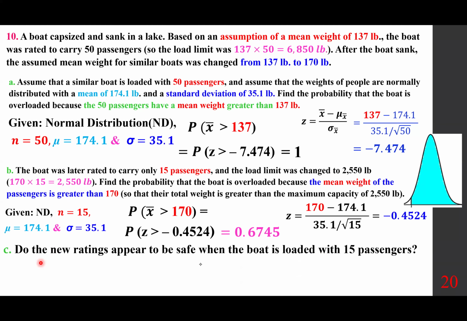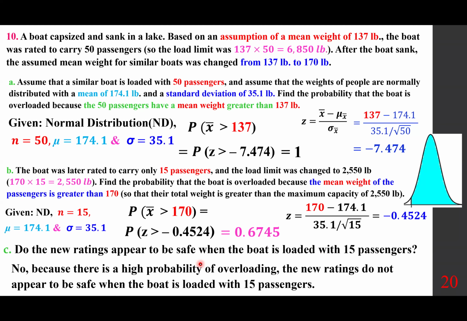So do the new ratings appear to be safe when the boat is loaded with 15 passengers? Absolutely not, because there's a high probability, 67.45%, of overloading. The new ratings do not appear to be safe when the boat is loaded with 15 passengers. So that's pretty straightforward.